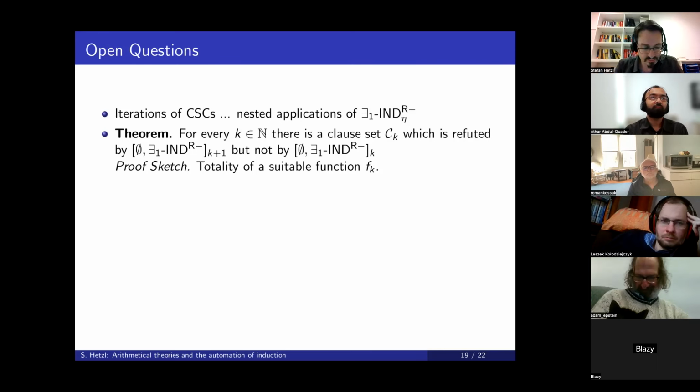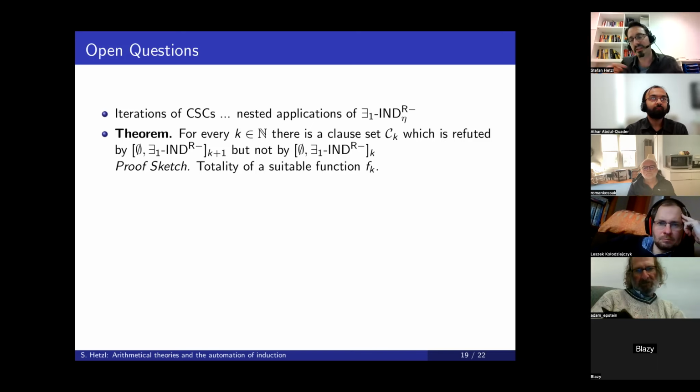So one is, it would be a quite natural extension of these clause set cycles to iterate them, so to prove something by a clause set cycle and then carry out some more first order inferences and then make another clause set cycle. Like nested inductions. And actually what Yannick managed to show is that this iteration forms a hierarchy. We can find clause sets such that with k plus one iterations of this induction rule, you could prove strictly more than with k iterations.